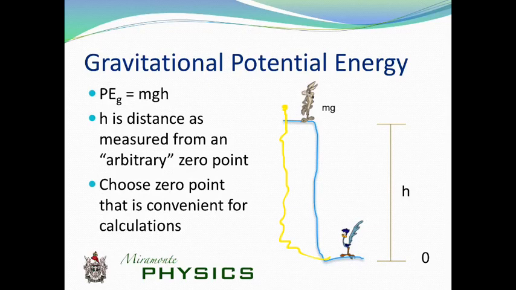Well, the way we talk about it is we say, measure from some arbitrary 0 point. You get to decide. And usually people will typically say, we're going to have the 0 at the bottom, and then he climbs up a height h. And so if he climbs up a height h, then he has a total potential energy of mg times h. And you just choose a 0 to be convenient.